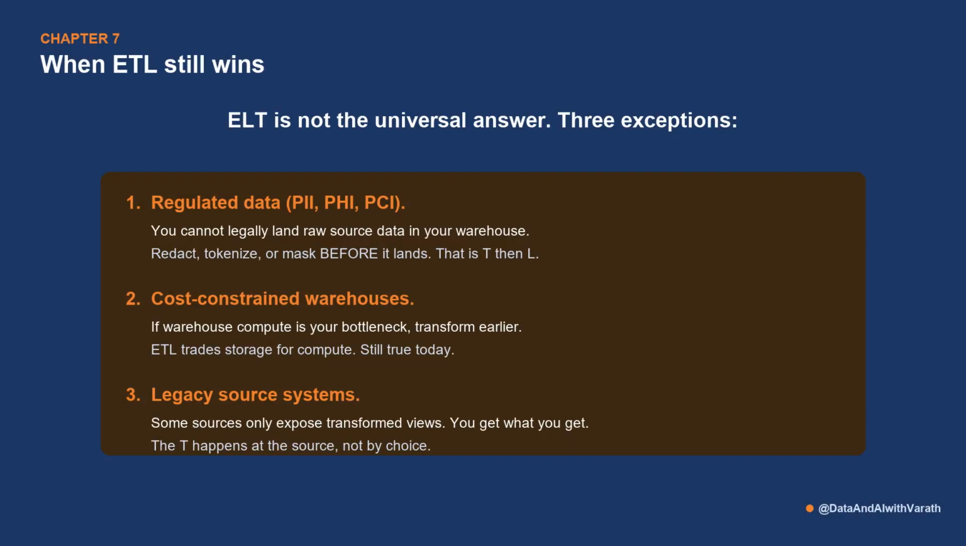ELT is not the universal answer. Three cases where ETL still wins. 1. Regulated data. If it is PII, PHI, or PCI, you legally cannot land raw source data in your warehouse. You have to redact, tokenize, or mask before it lands. That is T then L. 2. Cost-constrained warehouses. When warehouse compute is your bottleneck, transforming earlier is cheaper. ETL trades storage cost for compute cost, and that trade is still real. 3. Legacy source systems. Sometimes the source only exposes transformed views. You get what you get.